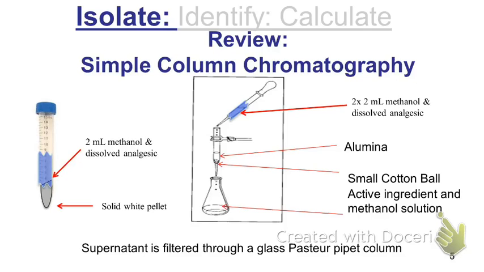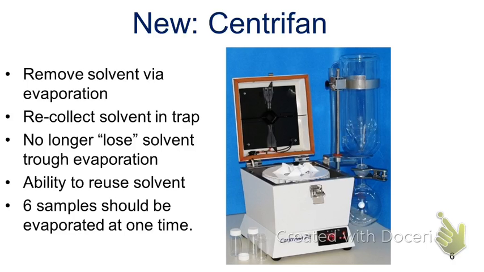You'll take that 4 mils and you'll run that through your column using alumina as your stationary phase and, I think, methanol as your solvent. Okay? At that point, again, you've got your solution that has your active ingredient in it and methanol. So you need to get rid of the methanol, and that's where we'll use what's referred to as the Centrifan. Okay? So it is similar to a centrifuge, sort of, but it helps speed up the evaporation process, and it also gives us some other additional features.